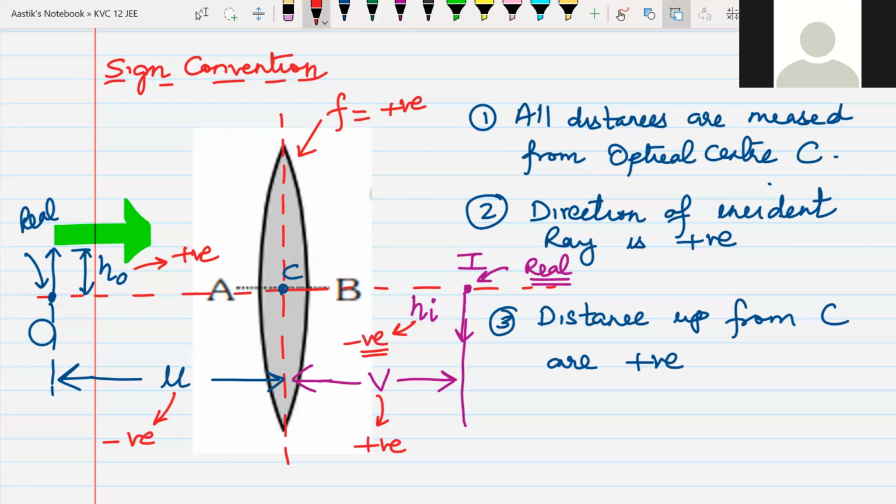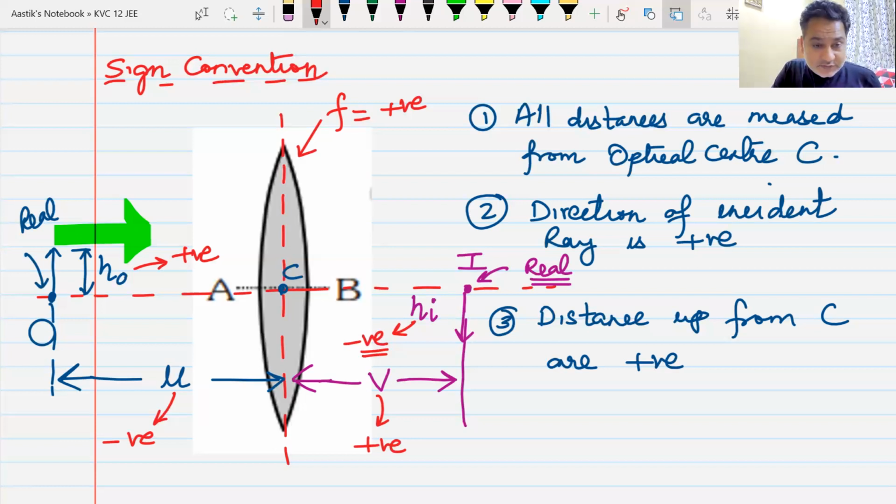Done, sir? Yes, sir. Okay, sir. If we have done this, sign convention is okay. Then we move on to the next heading. What would be the next heading?